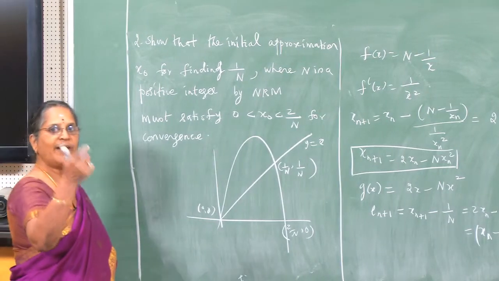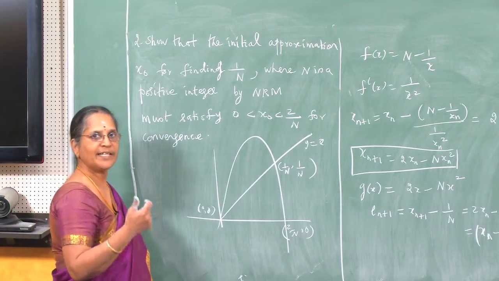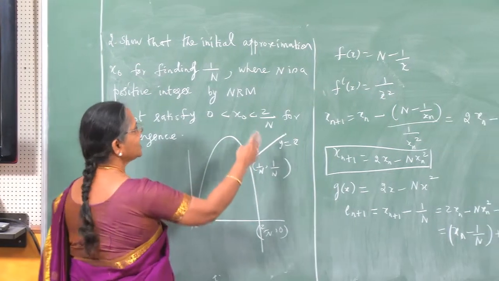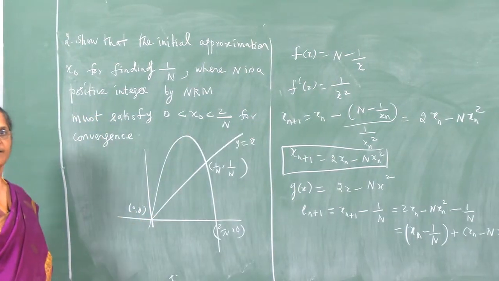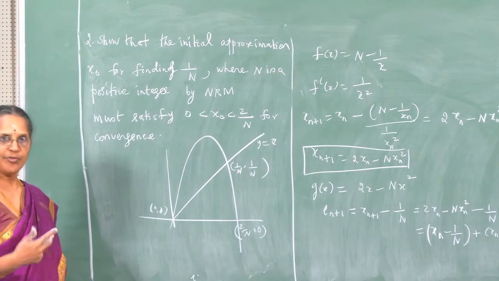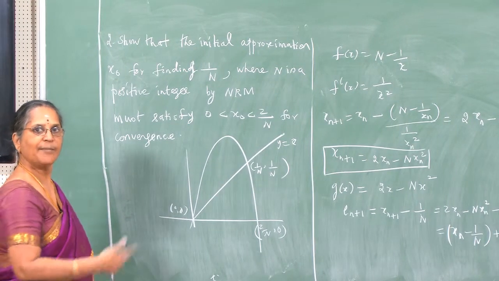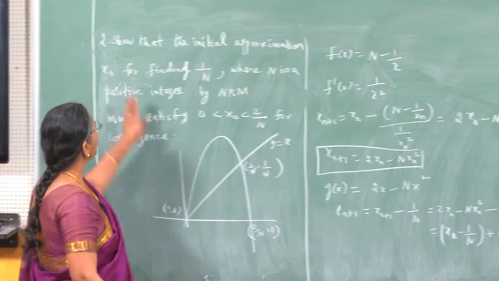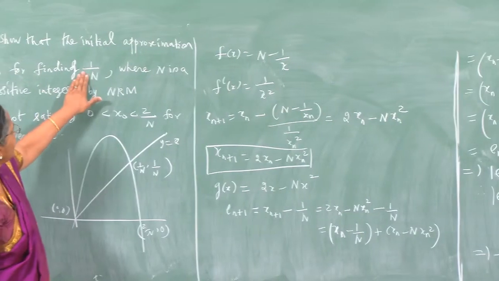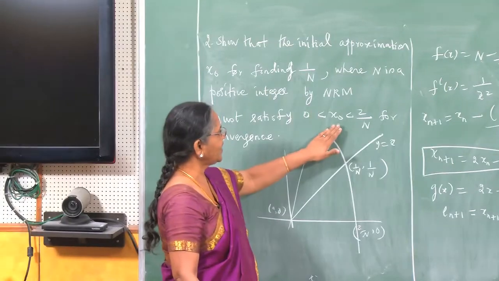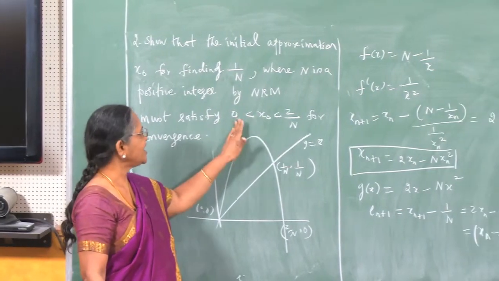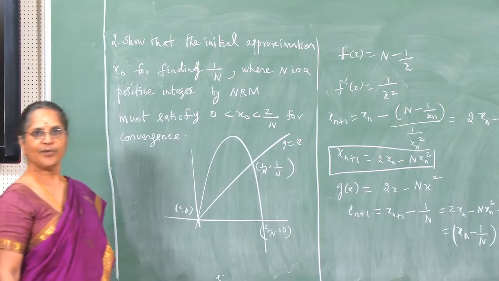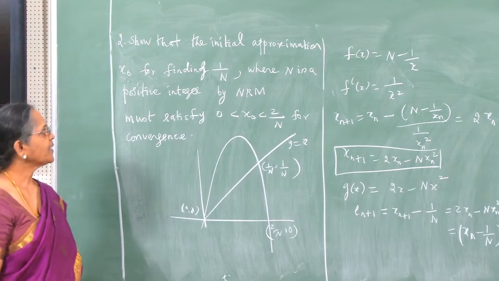Any other value of initial approximation x naught which lies outside this interval will make the sequence of iterates diverge. The initial approximation for finding the reciprocal of a positive integer n must satisfy the condition that x naught must lie between 0 and 2 by n. This is what we are asked to show.